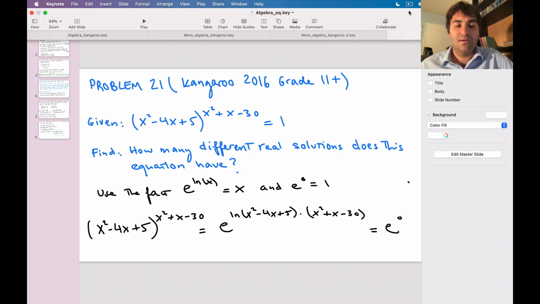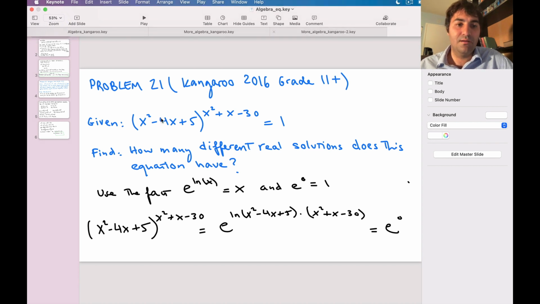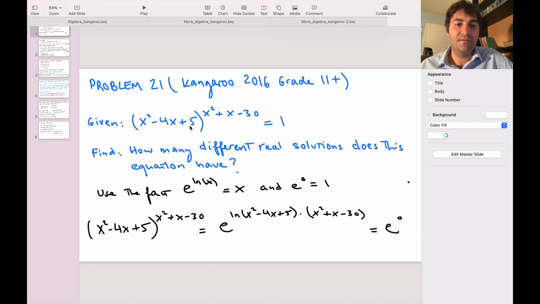So let's solve two algebra problems here that have appeared on the Kangaroo competition. Given this equation, (x² − 4x + 5)^(x² + x − 30) = 1, how many different real solutions does this equation have?